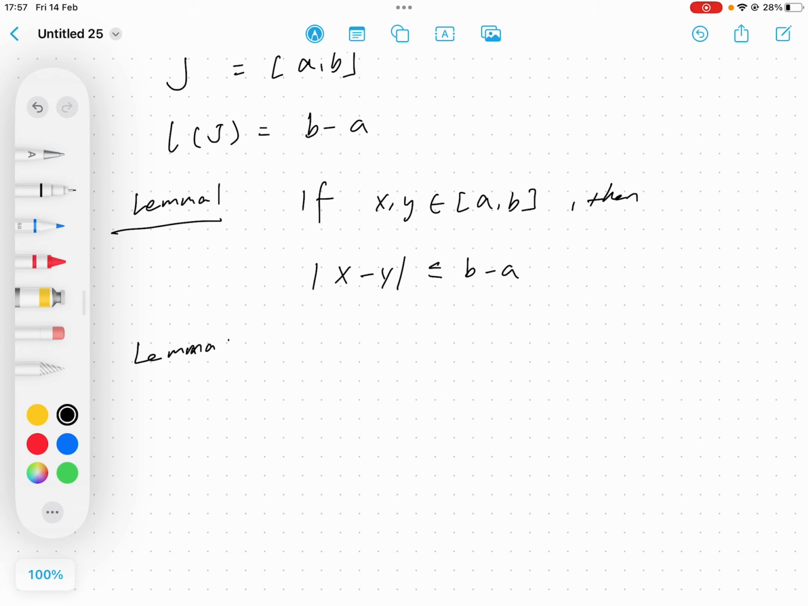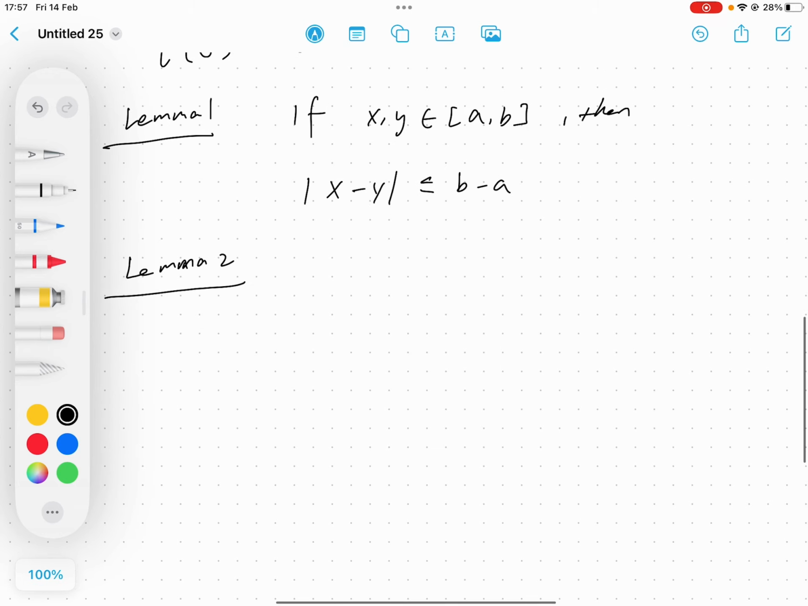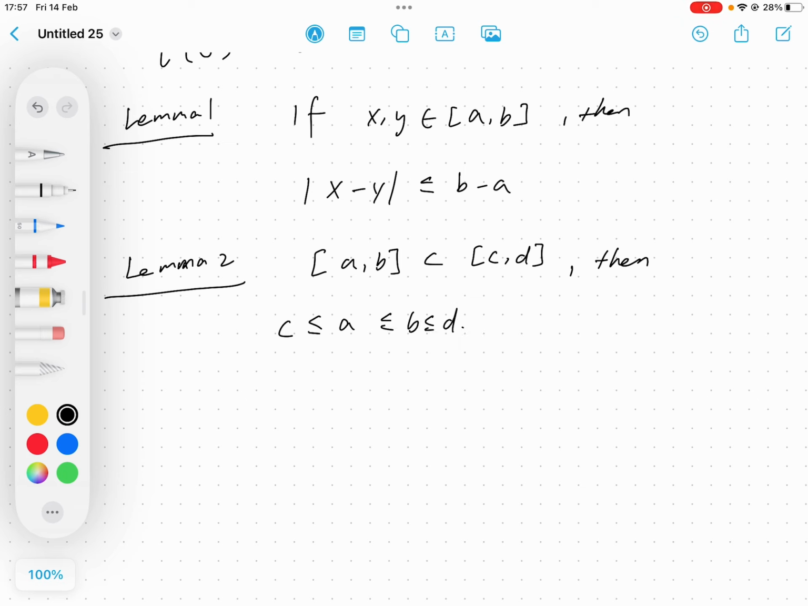And then I'm going to give lemma 2. It says that we let this closed interval AB be a subset of a larger one, CD. Then we have the order of those points: C should be the smallest, and then A, and then B, and D. This is also pretty straightforward.